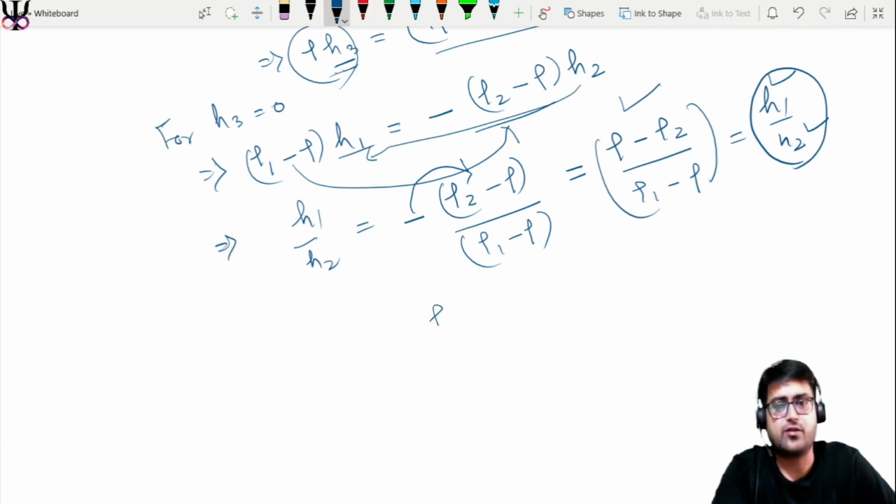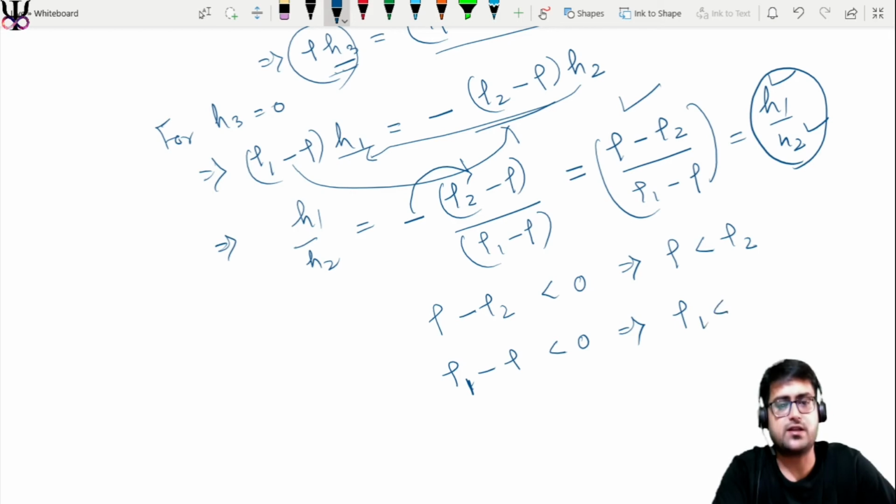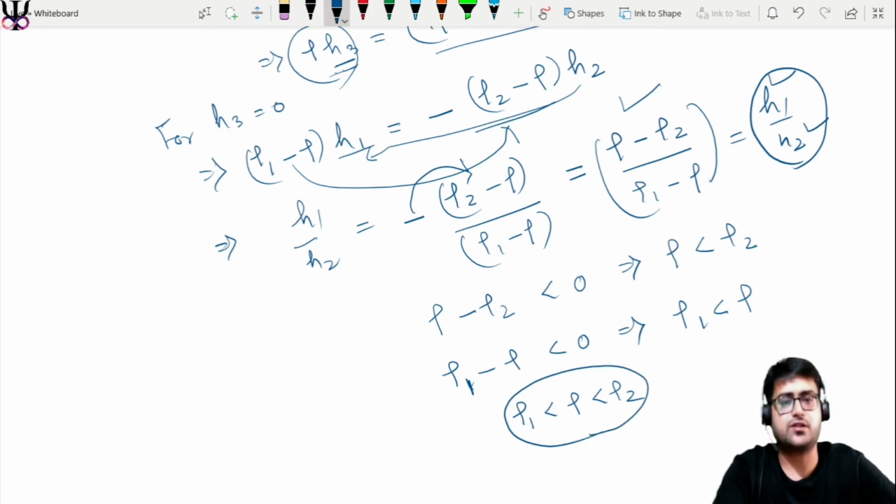So if ρ − ρ2 is less than 0, that implies what? If ρ − ρ2 is less than 0, then ρ is less than ρ2. Again, if ρ1 − ρ is less than 0, that implies what happens? ρ1 − ρ is less than 0, so it's going to be ρ1 is less than ρ. That implies ρ1 is less than ρ2. That could be one of the solutions.